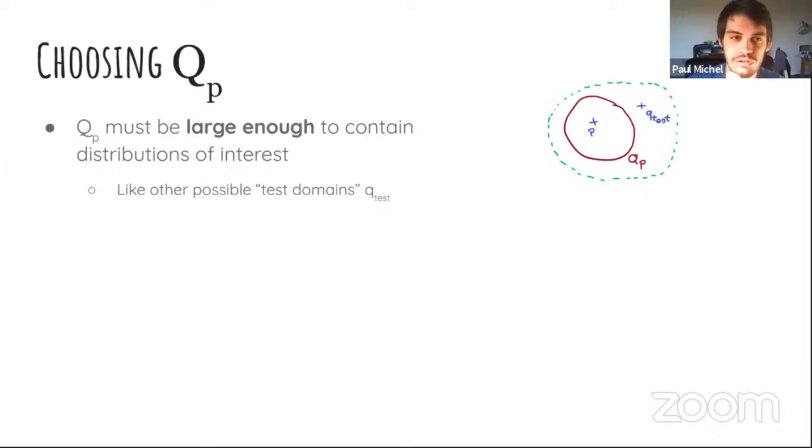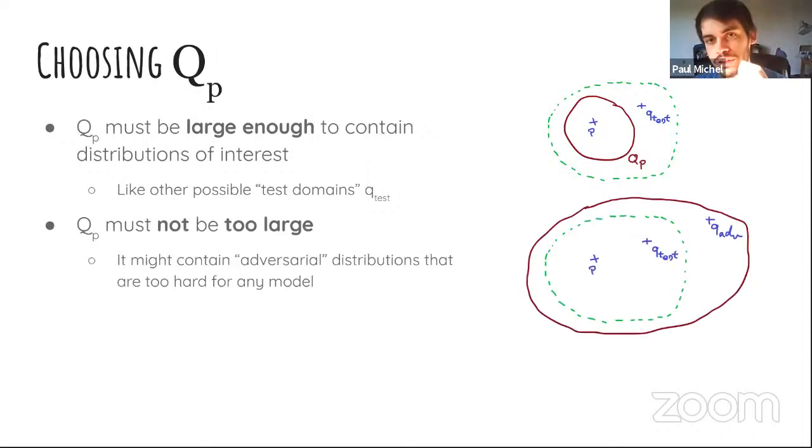The difficulties with choosing this uncertainty set are, first, it must be large enough to contain the distributions that we're interested in. So if we have our data distribution Q, we need to make sure that our confusion set is large enough to include a possible test distribution Q test. However, it shouldn't be too large. You can't include all possible data distributions under the sun, because then you might end up with distributions that are, quote unquote, adversarial, that represent only random noise or that are essentially too hard for any model to fit, and that would derail the maximization problem. So it should be just the right size, and that's hard enough.